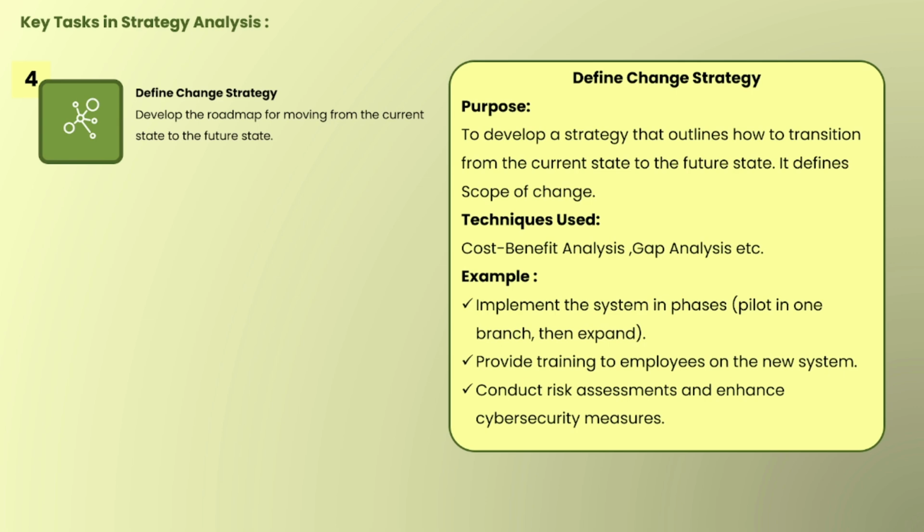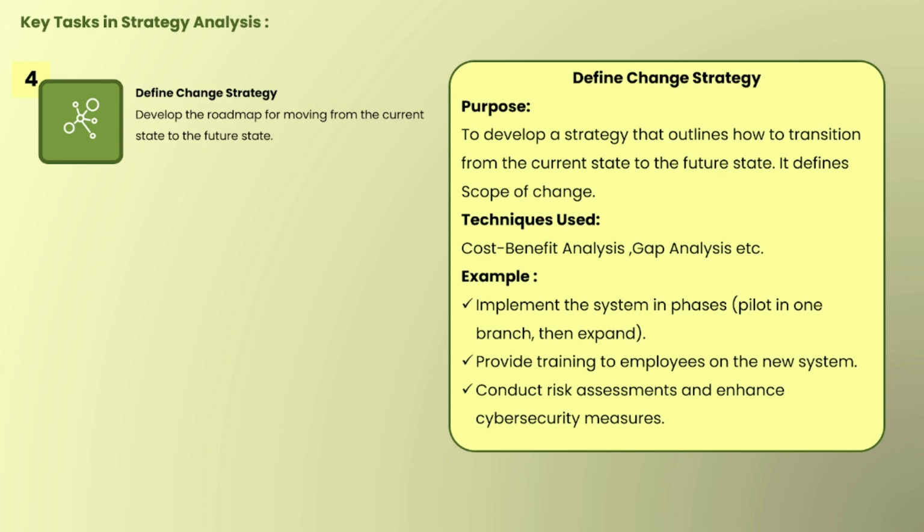Means in the future, while working on that, if you now decide to take a chimney, then AC, then any other things, all these things are not considered in the scope. So the change strategy is very helpful in defining the scope of change as well. The techniques used here are cost benefit analysis and the very famous gap analysis. We will see the gap analysis for defined change strategy.